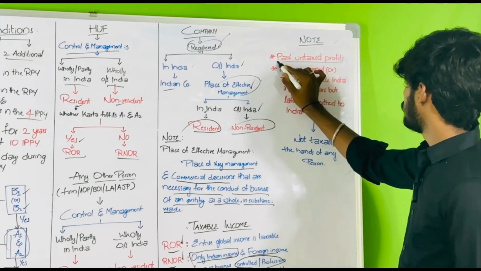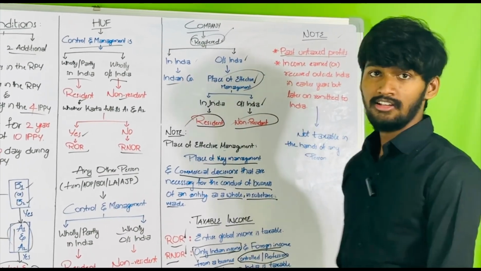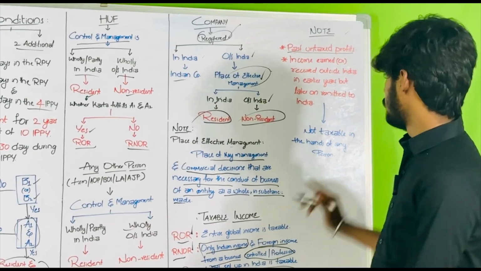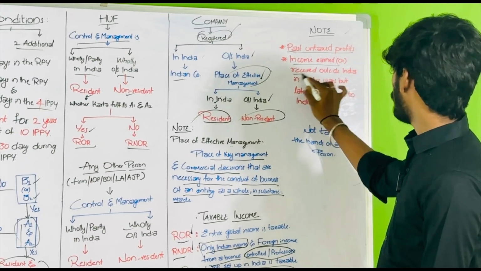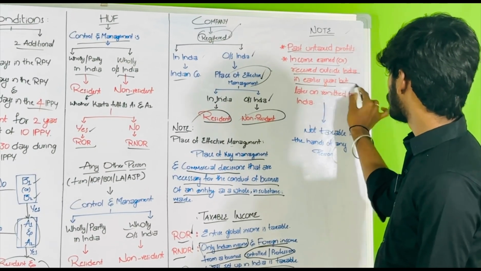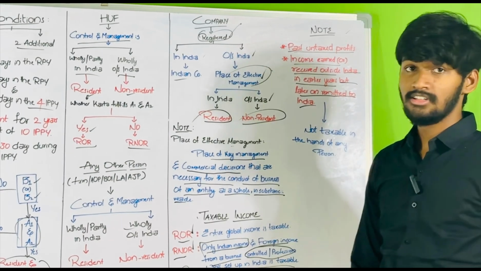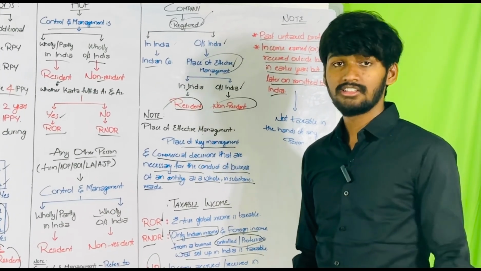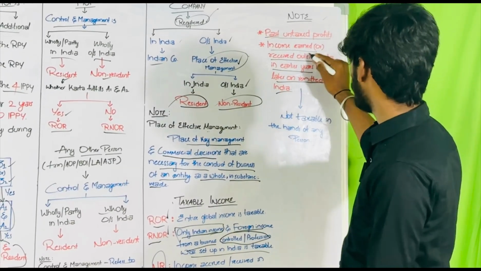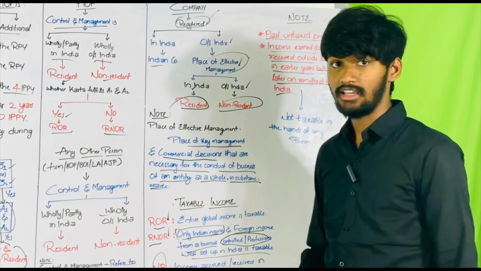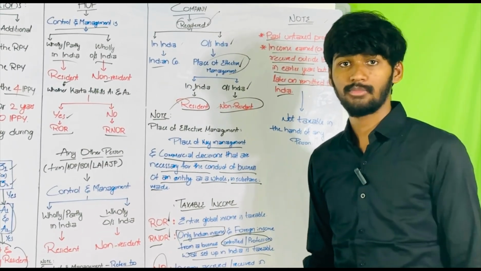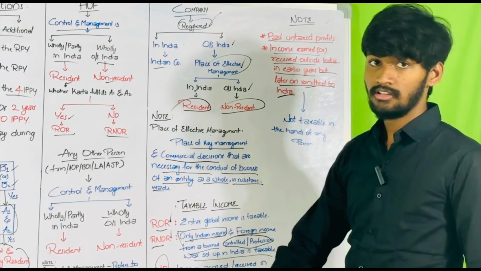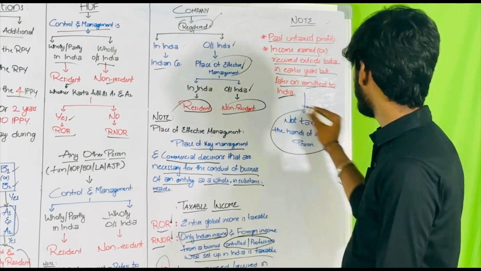Then coming to note points. Past untaxed profits, that means any profits earned in the past but not taxed in that year. And income earned or received outside India in earlier years but later on remitted to India. That means if income is earned or received outside India in any of the earlier years, not in the previous year, but it is remitted to India in the current year, then it is not taxable in the hands of any person.